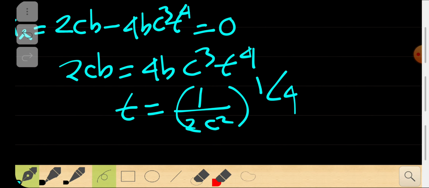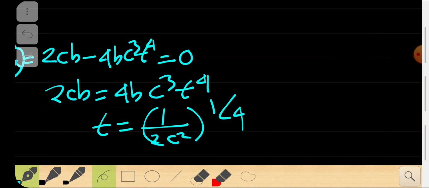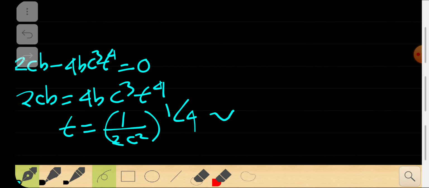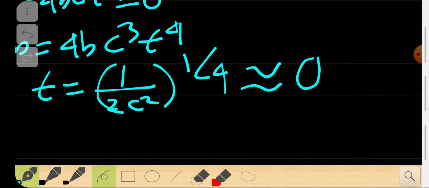So this is the time when the radial acceleration is equal to 0. It is approximately equal to 0 because the value is so small. You can clearly see from this equation that it is going to be a fraction of c. We assumed c to be equal to some value, 3 or something like that. So it could be anything, but it's going to be small.